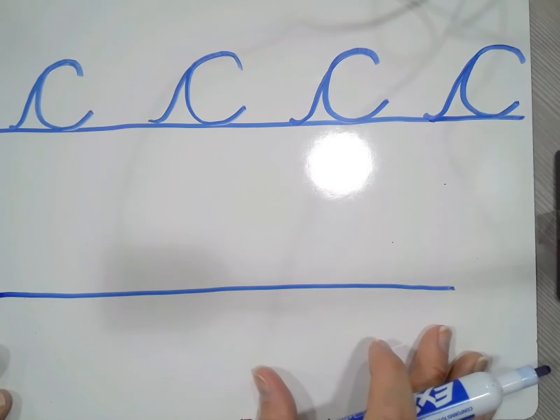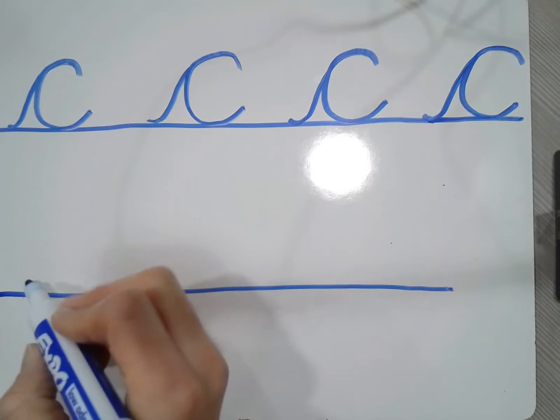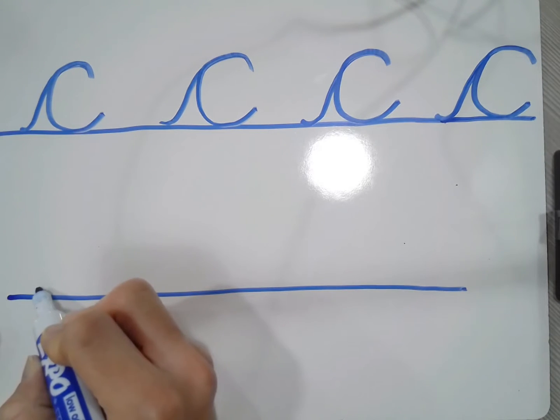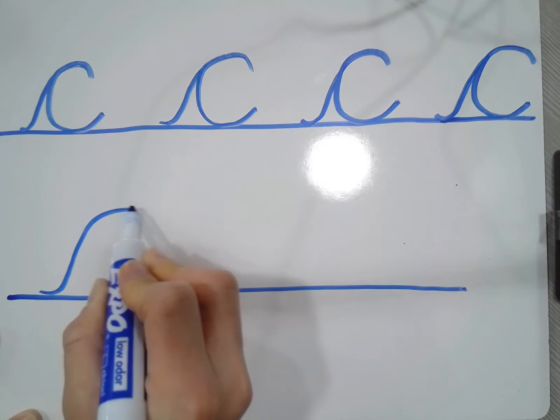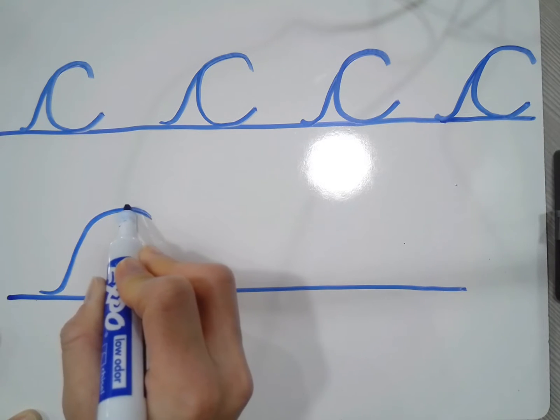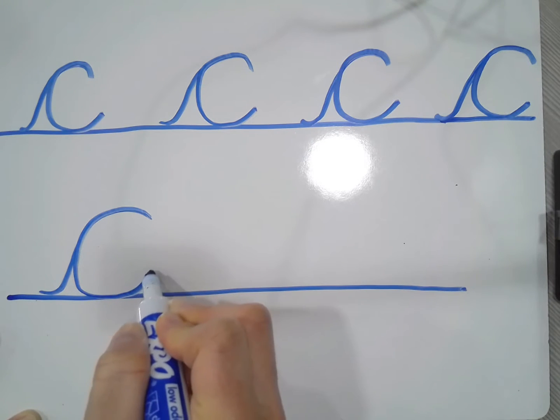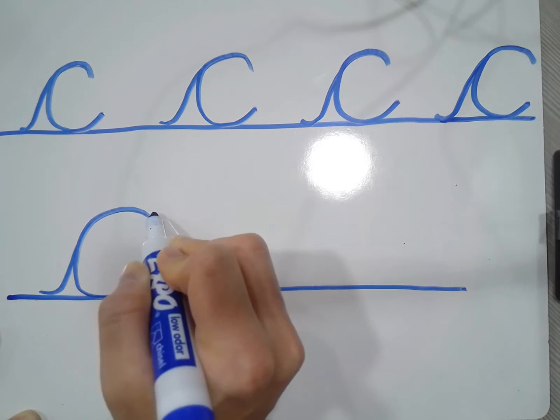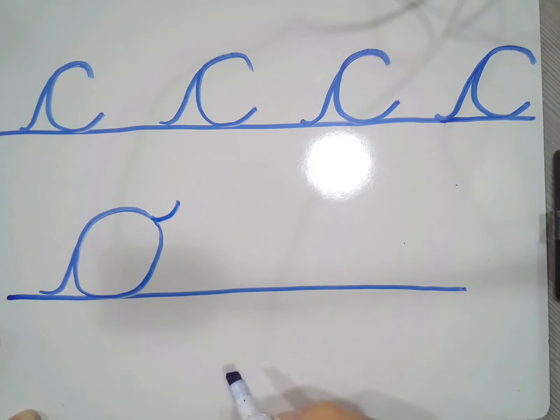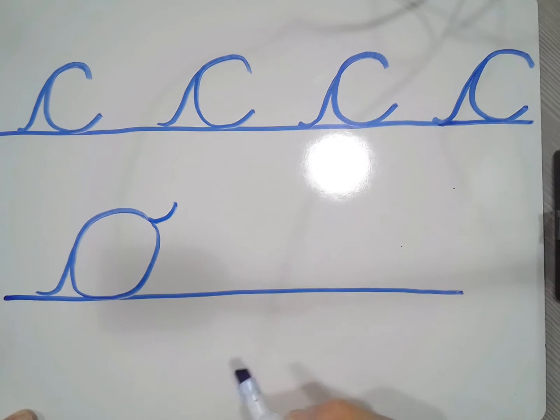Lowercase o is formed very similarly to lowercase c. So we start at the bottom, we come up and around to make a hook. This time we slide back down and around just like we did with the C. But here we're going to come all the way back up to attach it and then make a little hook at the top. Let's try another one.